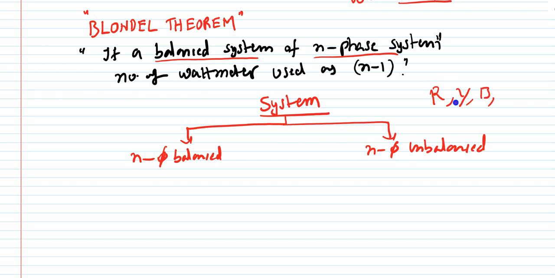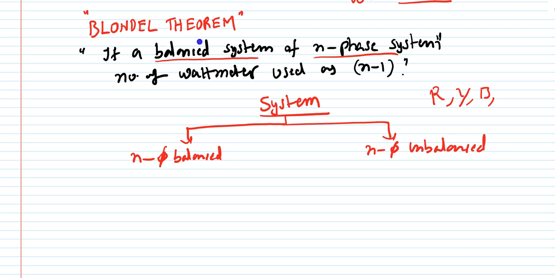So that is the fundamental definition, if you understand what is meant by the balanced system and unbalanced system. Now come to this. According to Blondel's theorem, it is defined for a balanced system. So it is an n-phase balanced system.